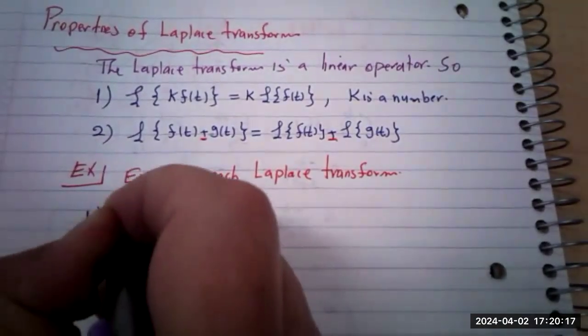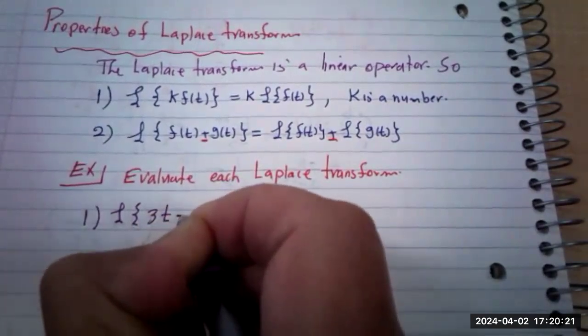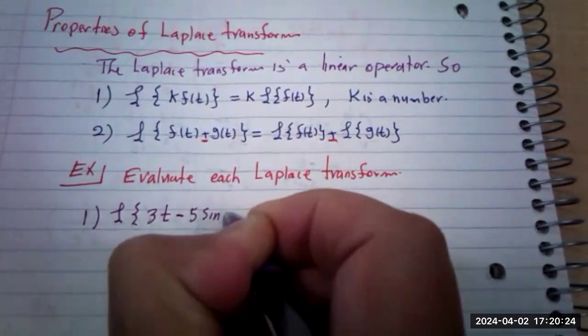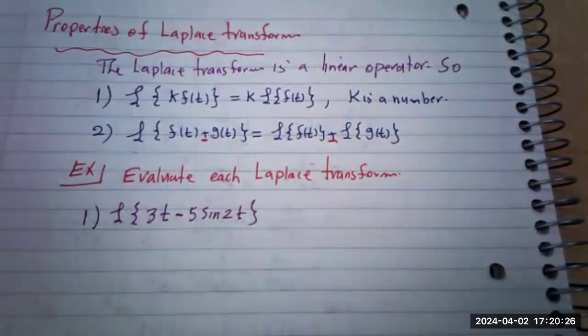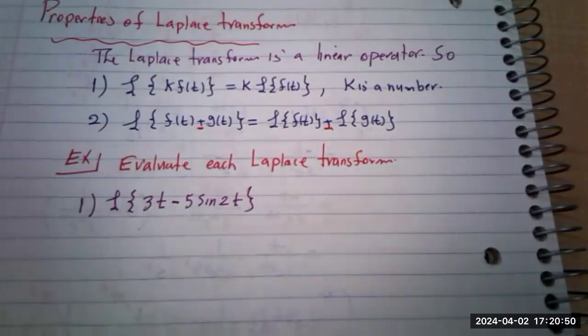The first one, you want to find the Laplace of 3t minus 5 sine of 2t. We can make it as a difference first, then we can pull out the coefficient. We end up with the Laplace of t, we have the formula, 1 over s squared. And we end up with the Laplace of sine of 2t, we have it from the table.